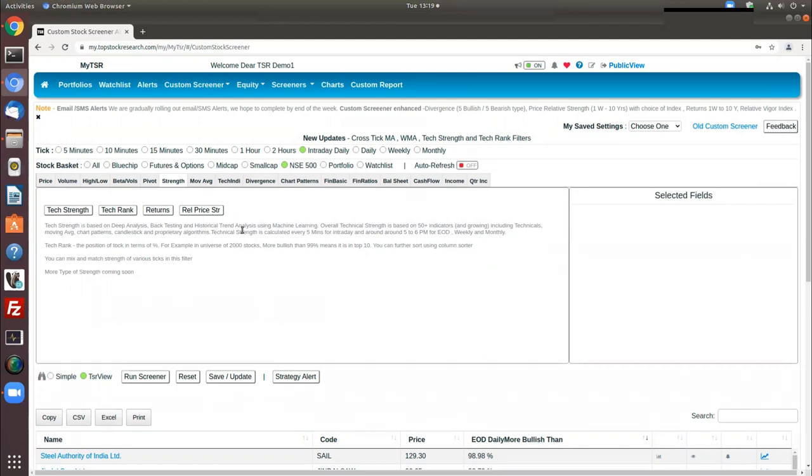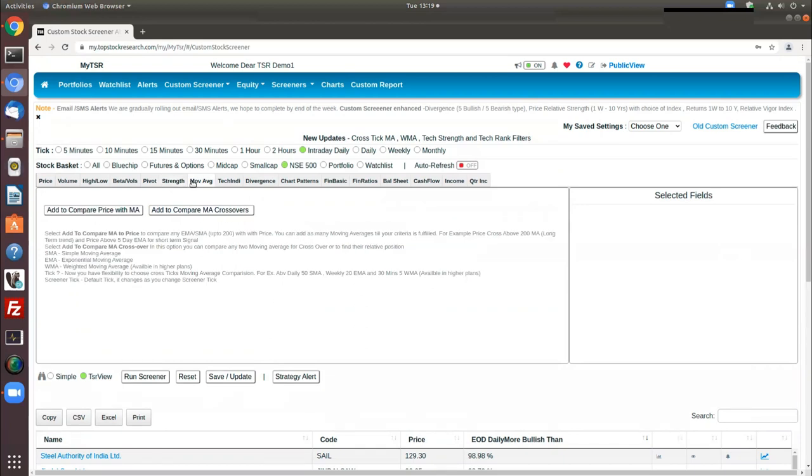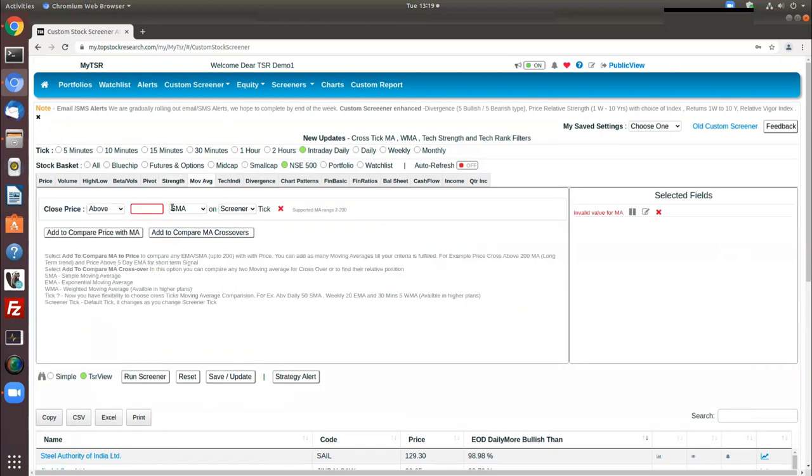I'll let you play with these filters at your convenient time. Next is to go to moving averages. I'm looking for a price above 69 SMA. Just a random number, 69. I don't know how good it is. So now look at the screen.